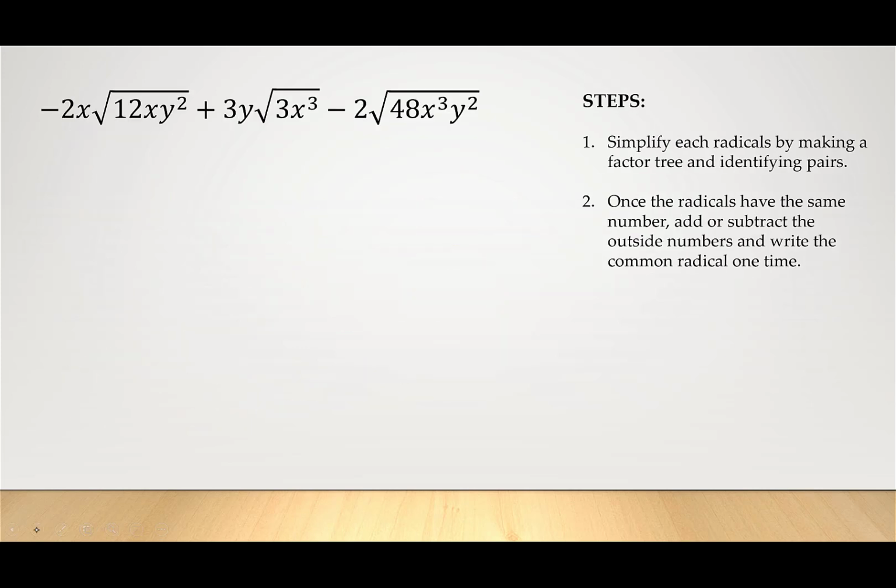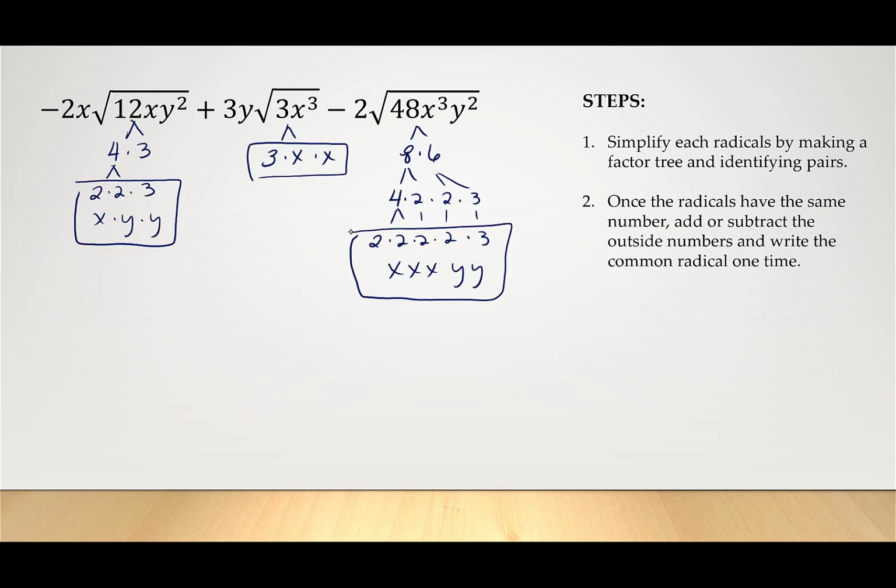This is the last problem of the video. Again, this is what I would consider one of the hardest ones to work through. The first thing I want you to do is pause your video and make out the factor trees. Now that you've made out the factor trees, I want you to rewrite each radical by finding the pairs and multiplying it with the number on the outside. Please pause your video and rewrite the radicals.